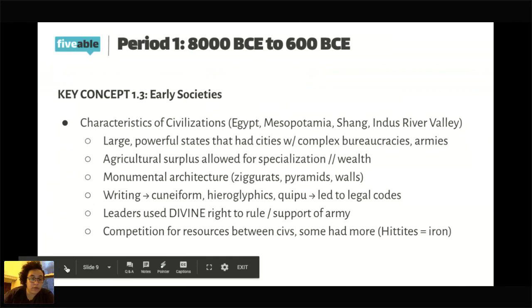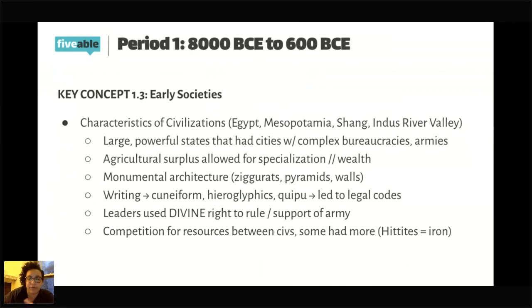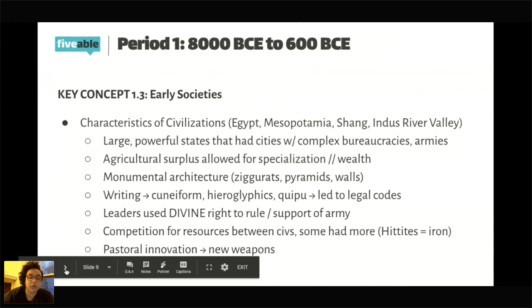Okay, and then all of these early civilizations are competing against each other. So they have different resources that each other needs. They have different amounts of food or weapons or natural resources, like iron. And so there's competition between them, and they fight over that.